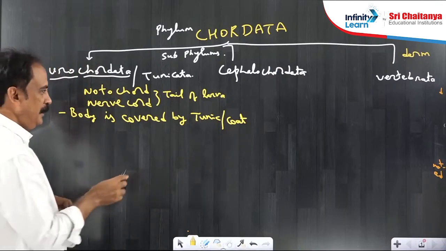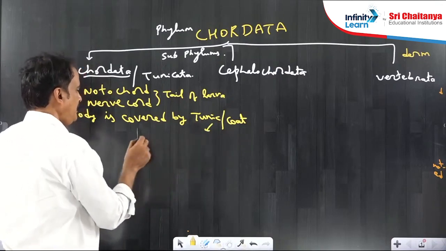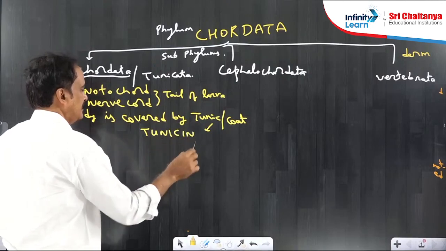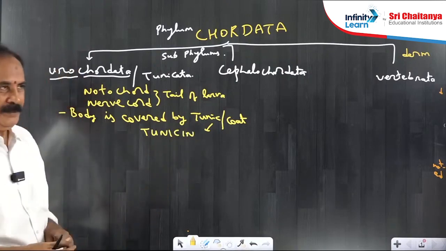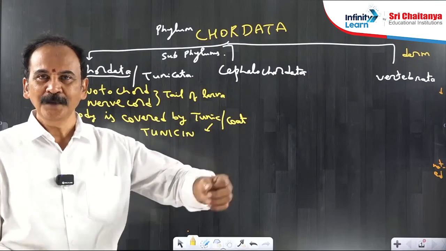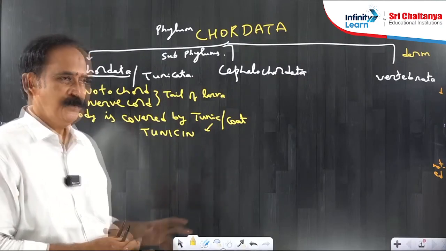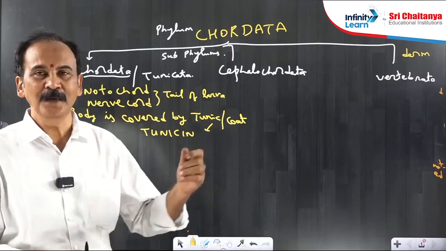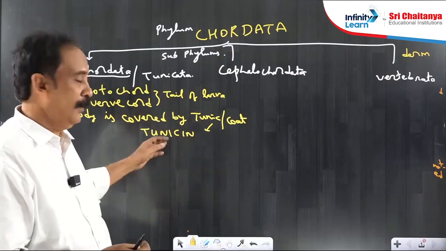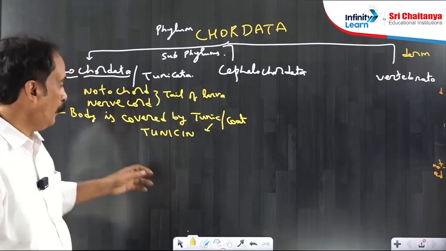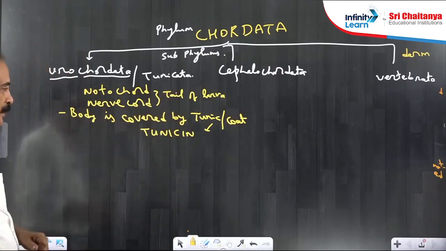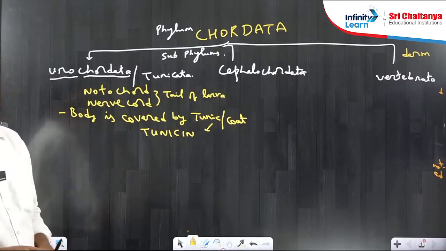This tunic is made up of a substance called tunicin. Tunicin is similar to cellulose. So animals, as you know, don't have cellulose. So Urochordata will become a special group in Animalia where cellulose is present. The body's protective cover, or coat, is formed by a cellulose-like substance called tunicin.